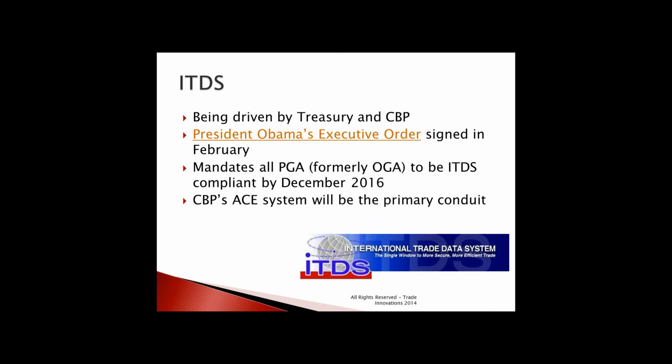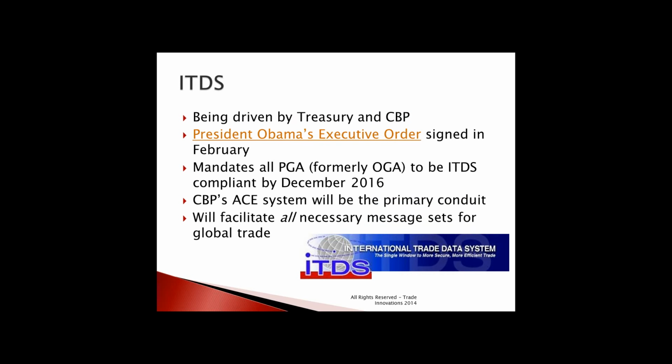CBP's ACE system will be really the primary conduit for ITDS. So that'll be the system that they use to accept and then transfer back all of the message sets related to an international transaction. It will facilitate all necessary message sets required for global trade.